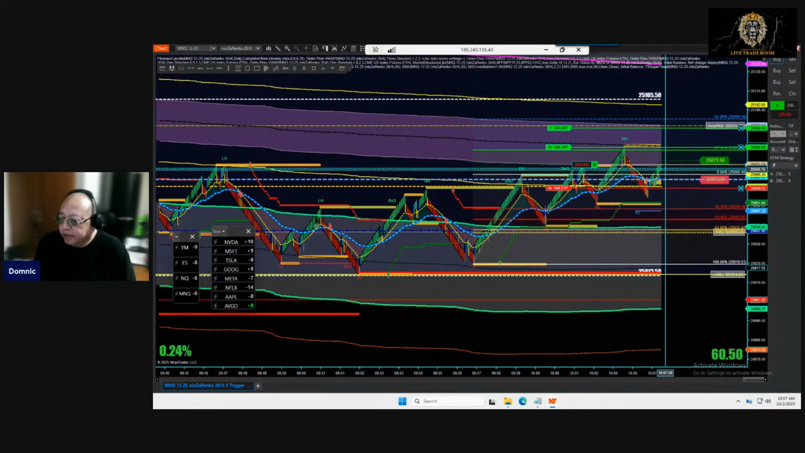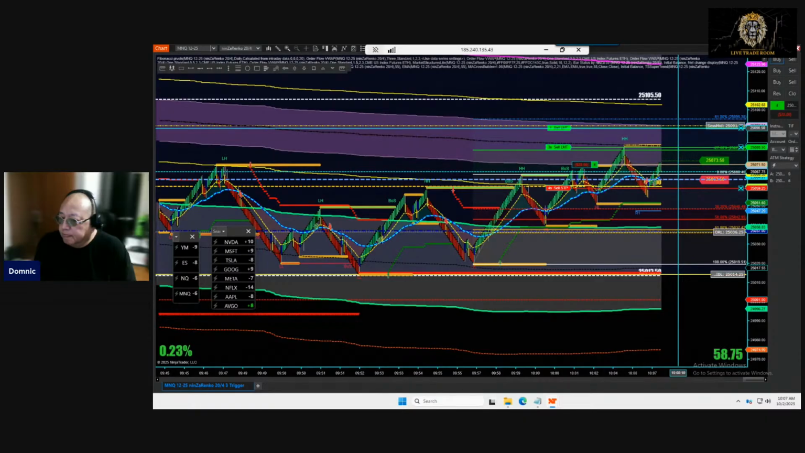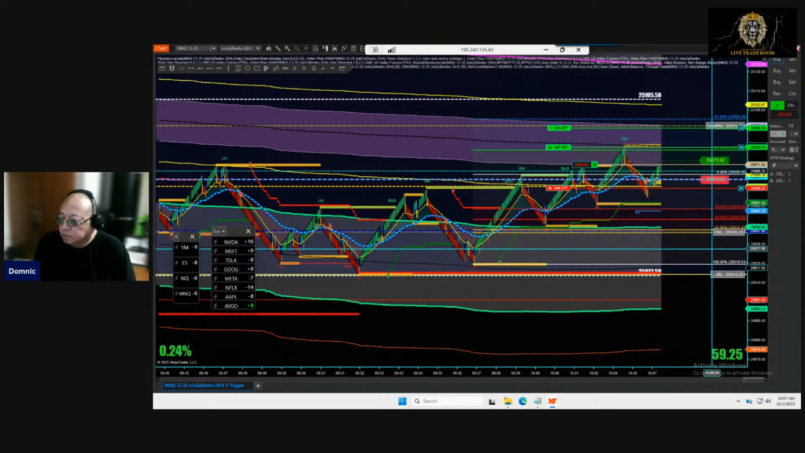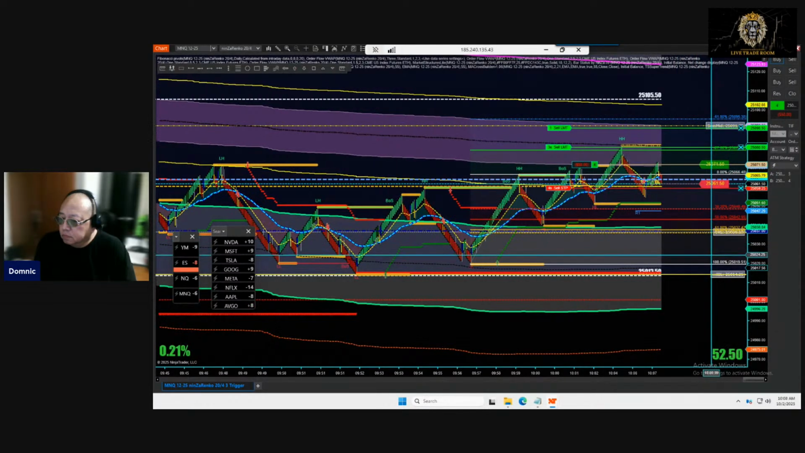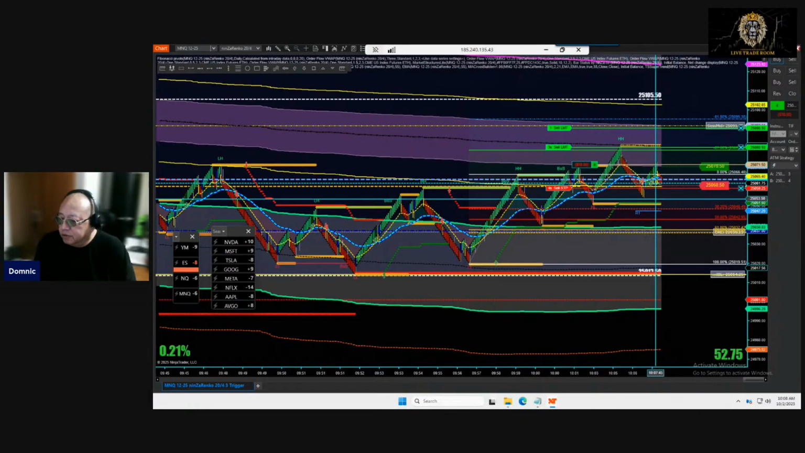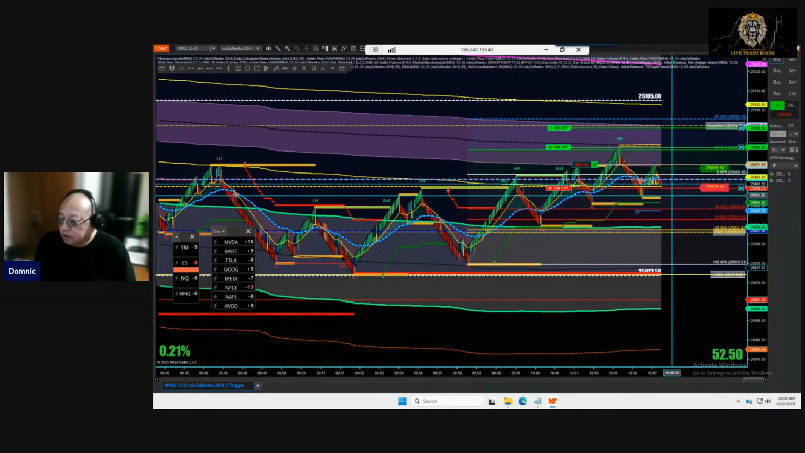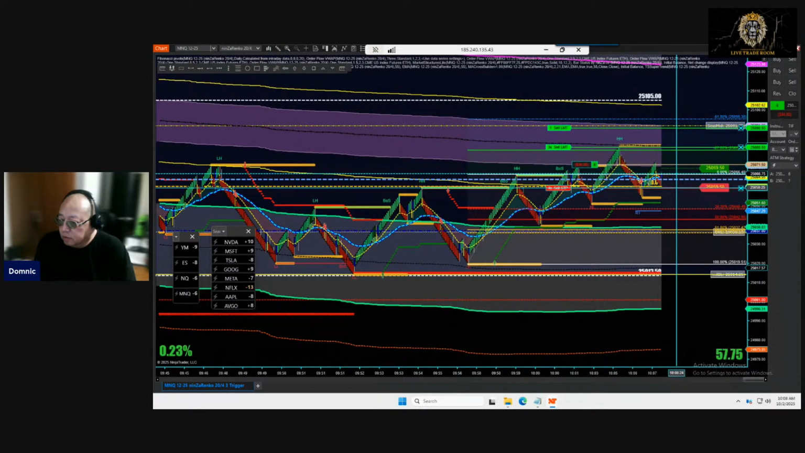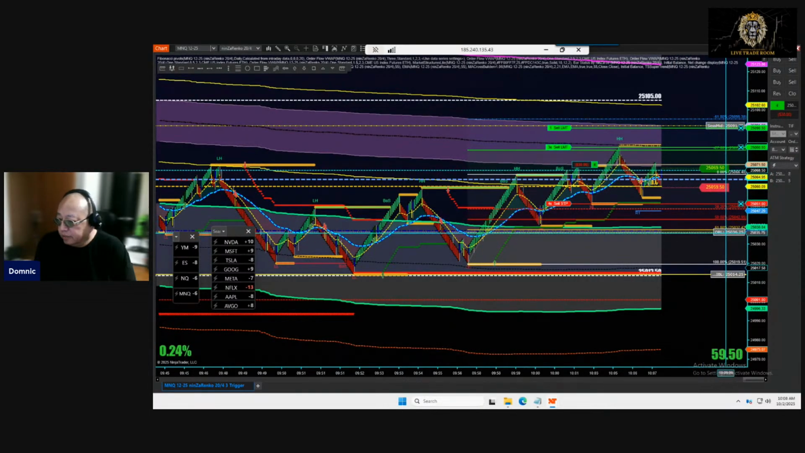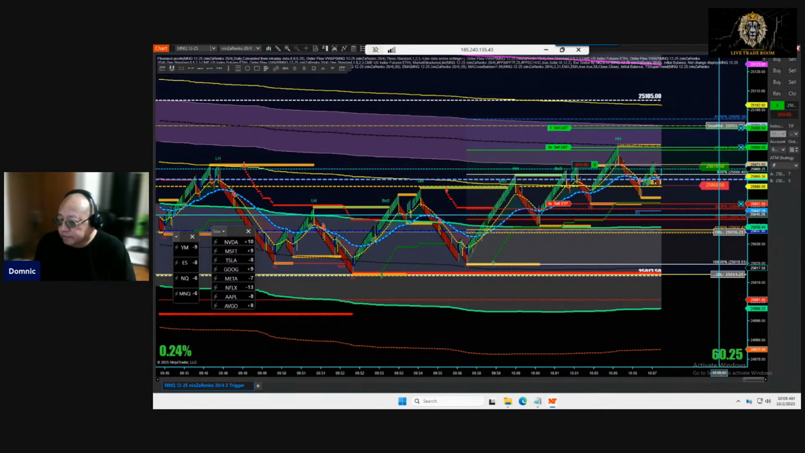Let's see, it's going to create a higher high. If not, there's your pullback to the downside. Let's see. There's my stop. I can't move it. If that's the case, so I'll leave it right here, right? Just in case it goes to the downside. But you can see, hopefully it continues going up.